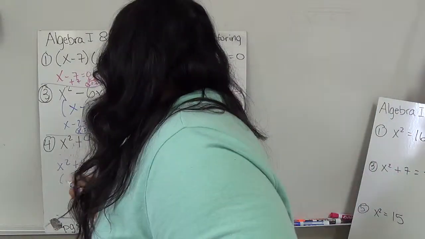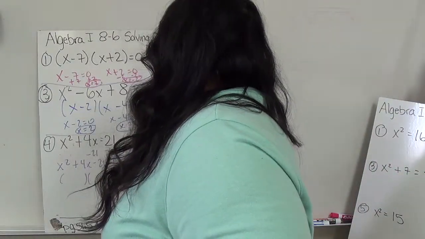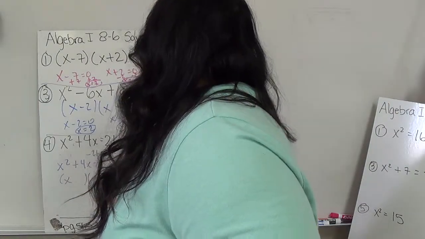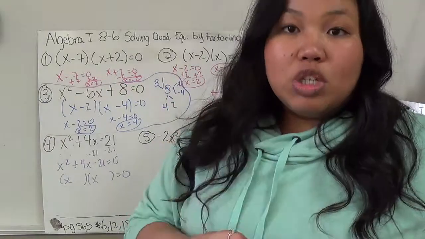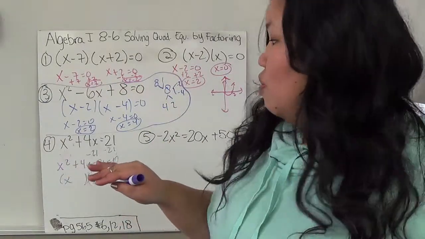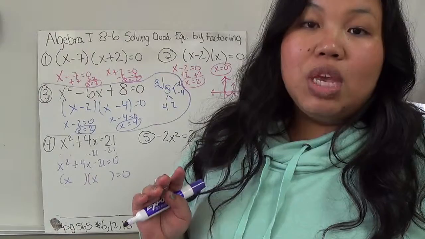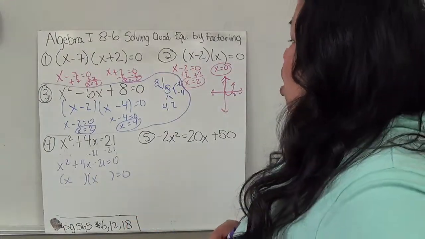I'm going to have 2 bubbles. There's no number in front of my x squared, which means I don't have to put a number in front of my x's. And I'm going to factor negative 21. Two numbers, when multiplied together, get me the last number, which is negative 21. But when added together, get me the middle number, which is positive 4.